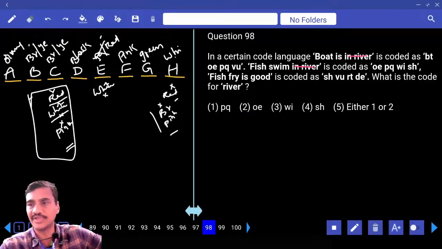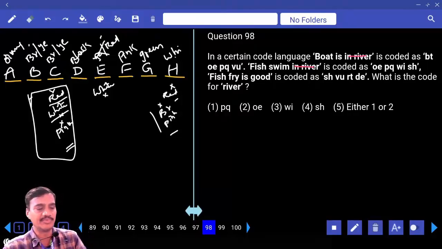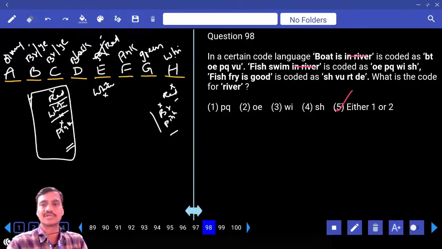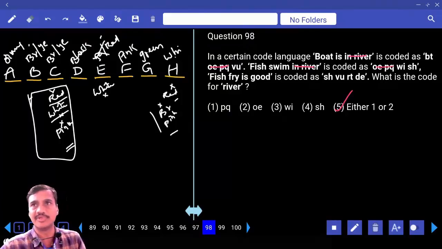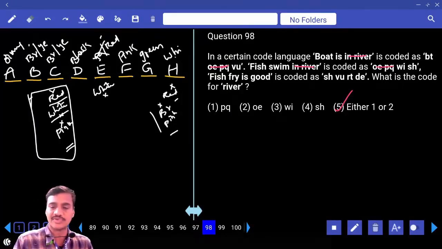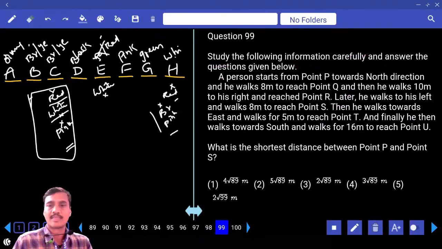And fish fry is good. Now what is the word that is common? What is the code for this one? The word that is common between these two. PQ or OE. And PQ or OE, choice for either one. And two words are common, two codes. PQ and OE are common. Here also PQ and OE are common. So the code for river is either PQ or OE. Choice 5, question number 98.